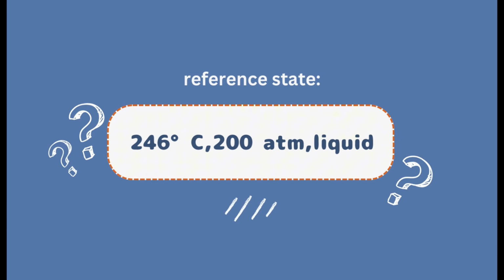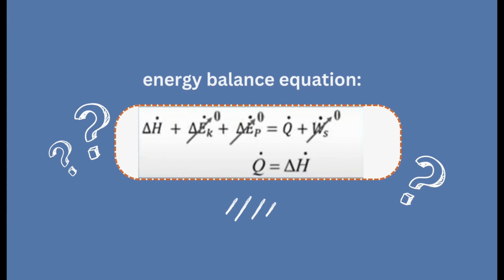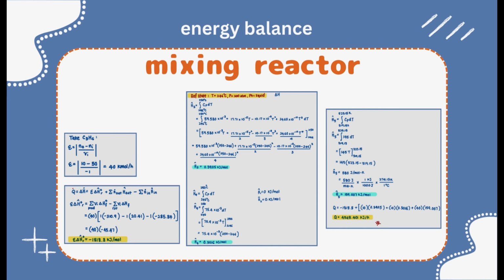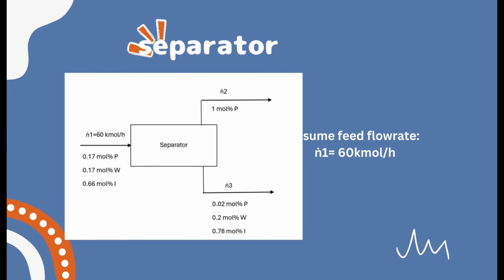Next, we set the reference state at 246 Celsius degree, the pressure is 200 atm and it is at liquid state. We use this formula for the calculation of the open system. And by using the first method of calculation, which is heat of reaction, we got the heat transferred to the system is 4548.401 kJ per mole. Let's move on to the non-reactive system.